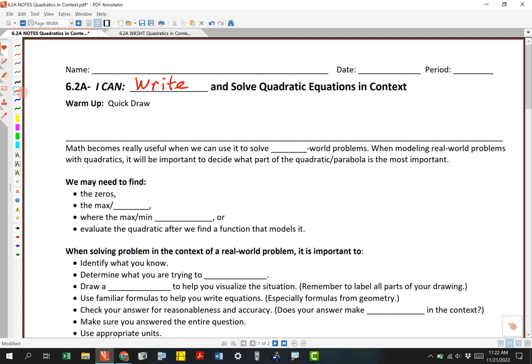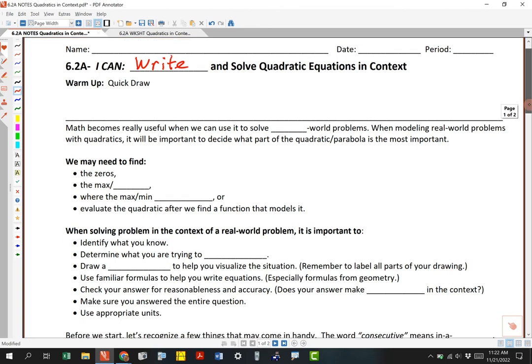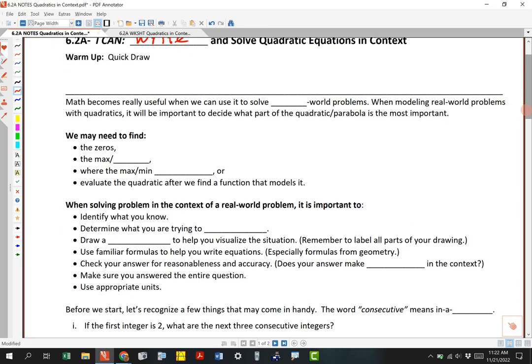Okay. So we're just going to run through a couple of things. And again, when we do these problems, you want to consider these as part of the assignment.